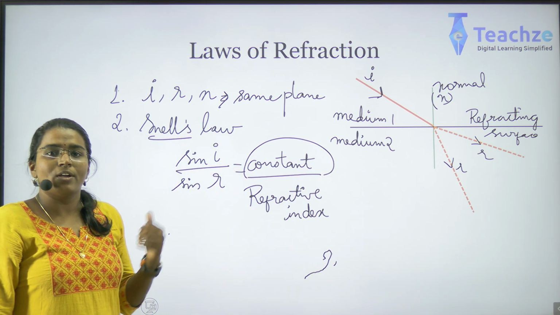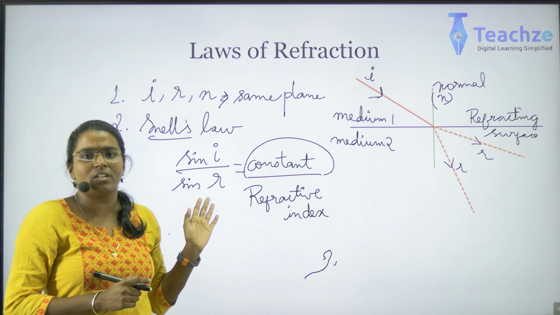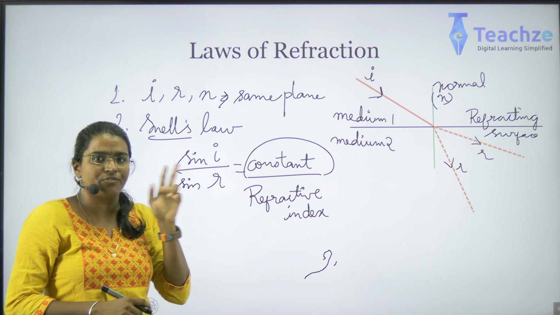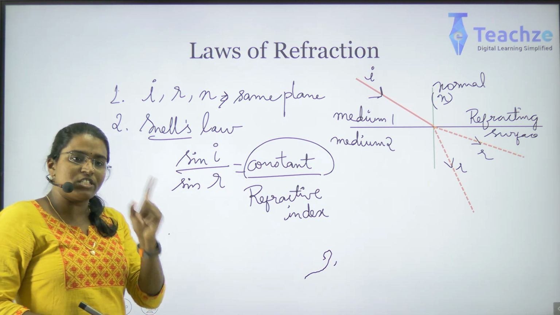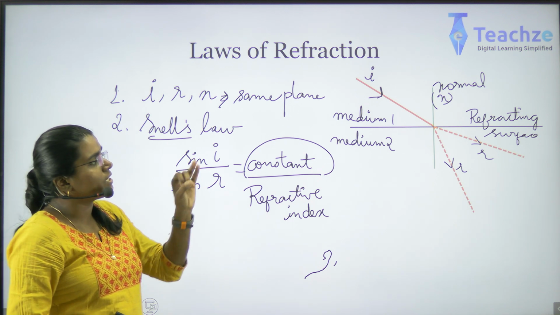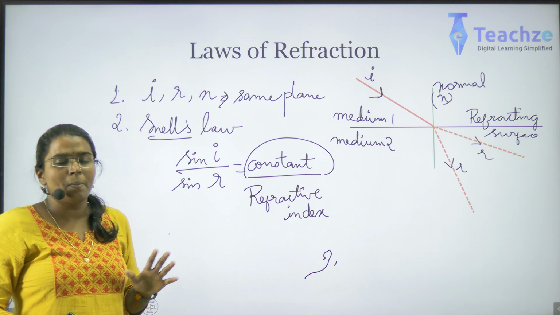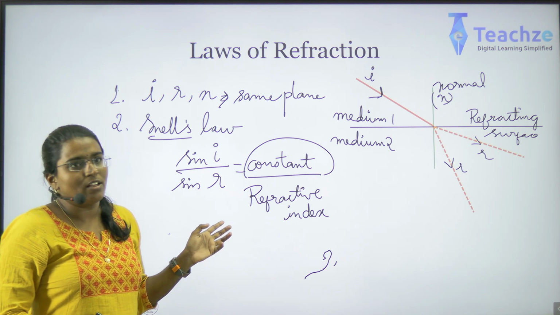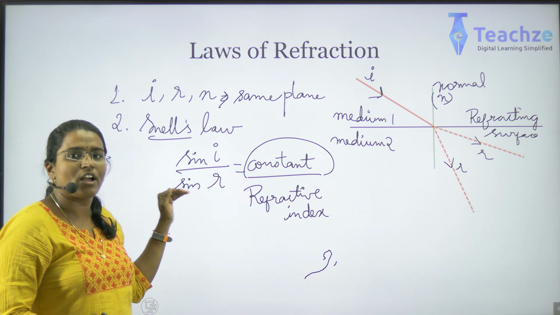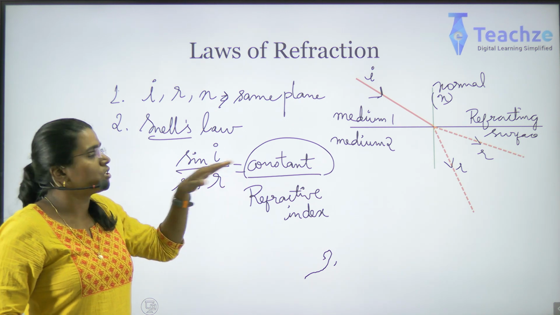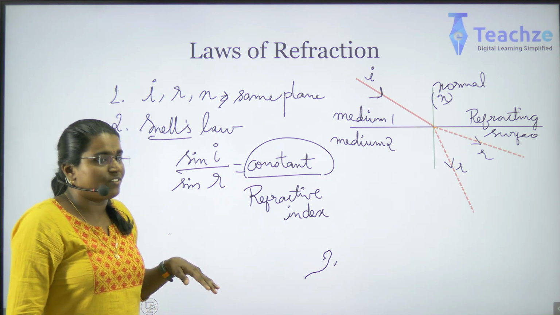Okay, so are you clear about this? Similarly, we have the same thing that we have in reflection. There are two laws in reflection. Likewise, we have two laws in refraction. The first law is the same: the incident ray, the normal, and the refracted ray lie in the same plane. The second law is Snell's law, that is, the ratio of the sine of the angle of incidence to the sine of the angle of refraction is a constant. And this constant is called the refractive index.